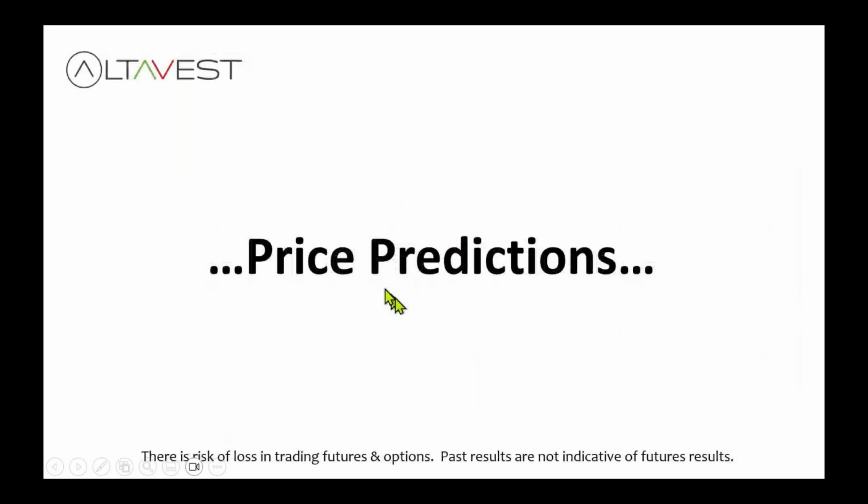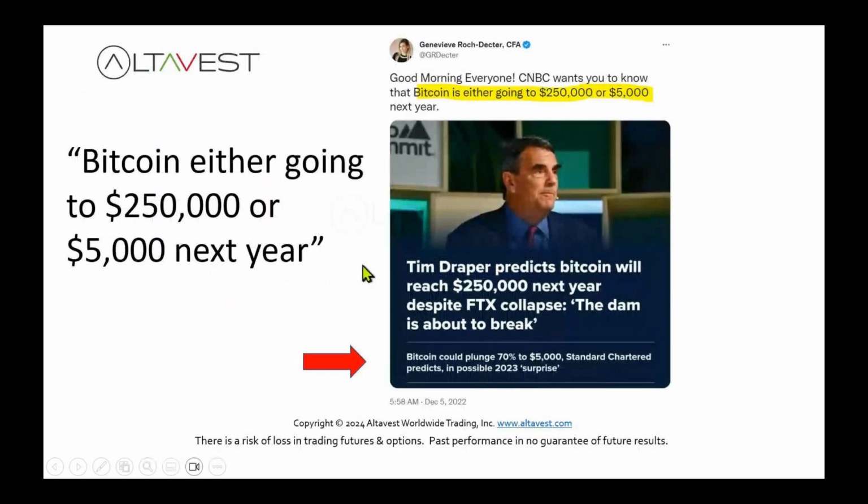And then price predictions. I left this one in. It's a little bit dated, but this is from December of 2022. This guy says Bitcoin will reach 250,000 or it will go to 5,000 in the next year. So neither one of those things happen. I'm not criticizing him in particular, but just pointing out that I'm not sure there's any value at all in such claims. I think they're just getting lots of attention and clicks that way.